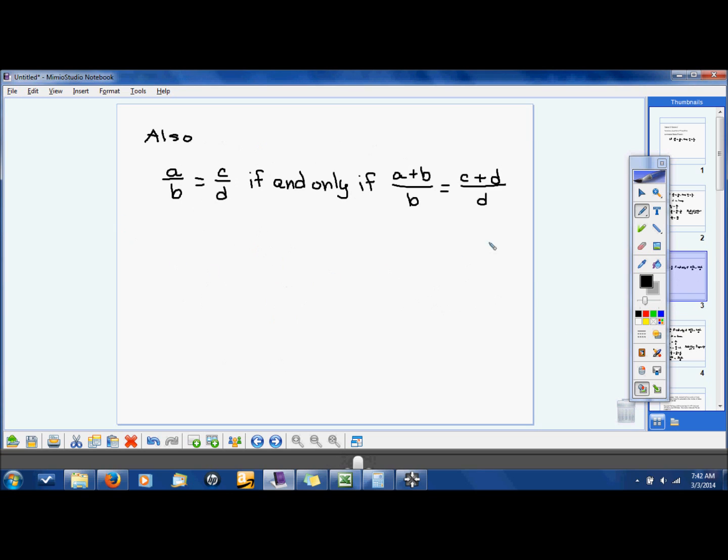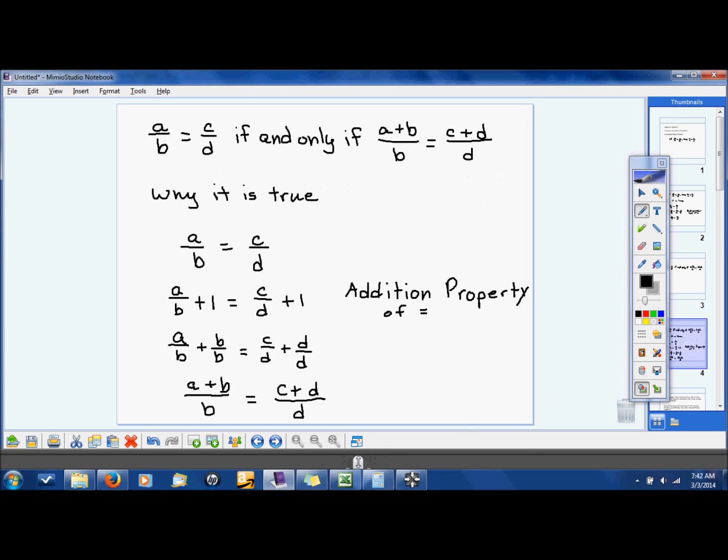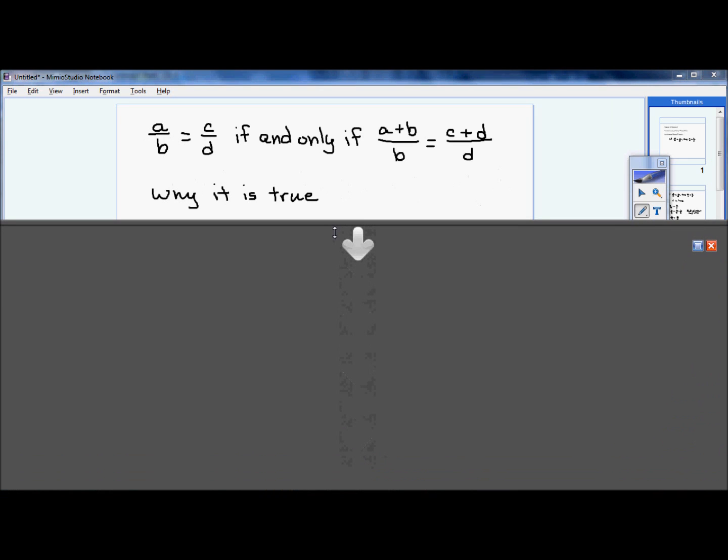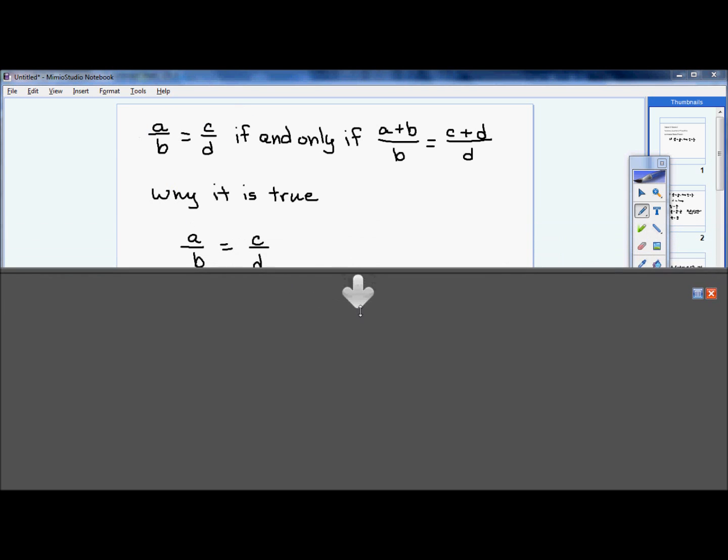Okay, here's another property. If A over B equals C over D, in other words, we have a proportion, it's also true A plus B over B equals C plus D over D. Once again, I want to do just a quick little thing to show you why that's true. Okay. All right, so we're trying to work on this. So we have to start with the hypothesis of this biconditional statement.